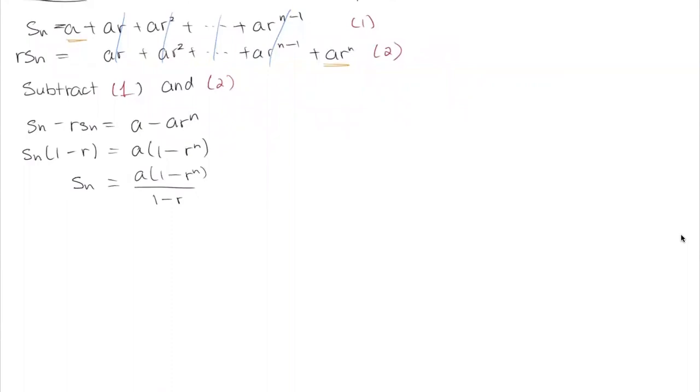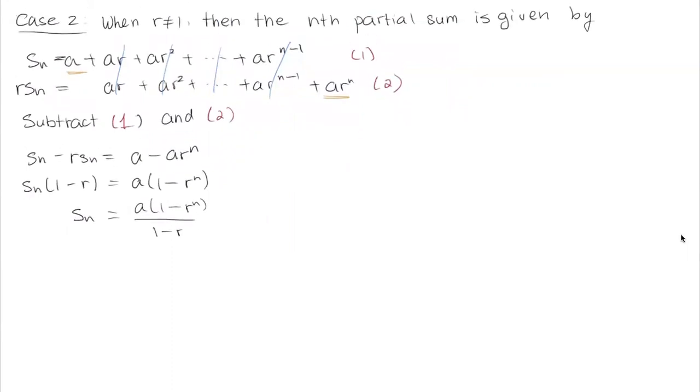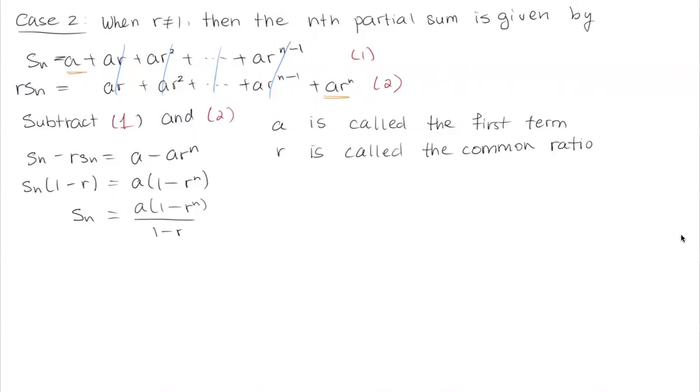So a here is usually called the first term of the series, and r is called the common ratio of the terms. Okay, so now let us consider two subcases here for r, because we have to make sure that the values of r make sense.